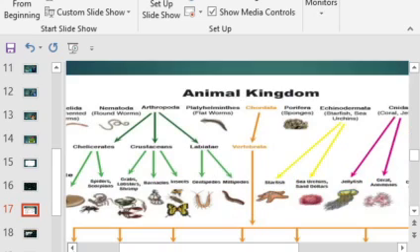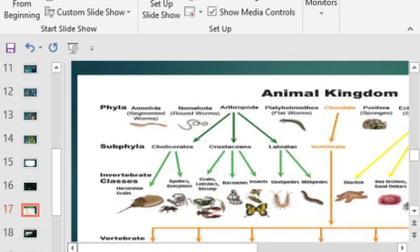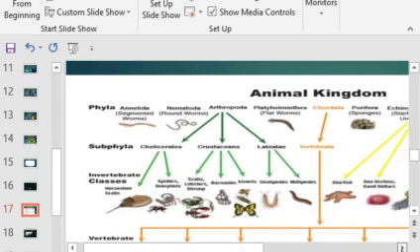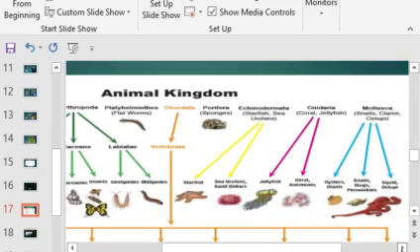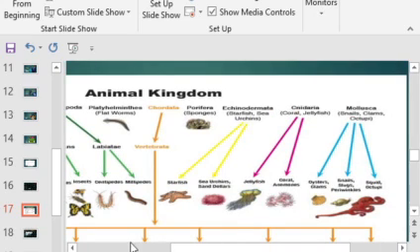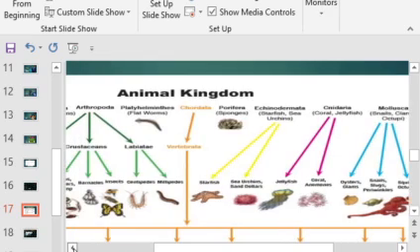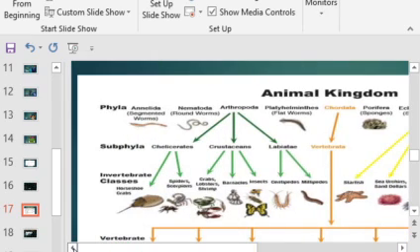You will see that we have the Annelida, Nematoda, Arthropoda, Platyhelminthes, Chordata, Porifera. We also have the Echinodermata, Cnidaria, and the Molluscs. So all of these are actually phyla, and they are actually the second level of the hierarchy of taxonomy for classification.